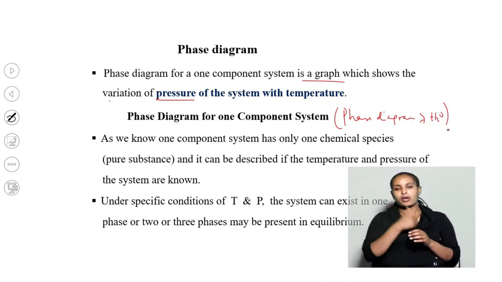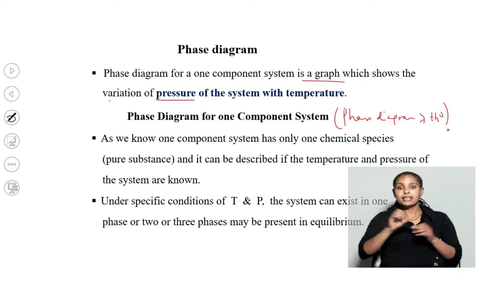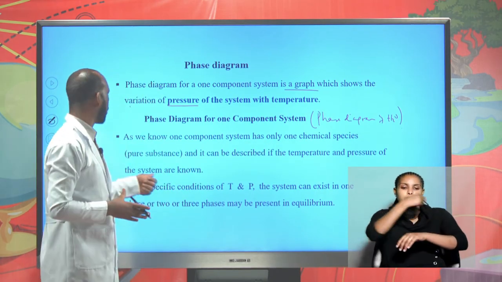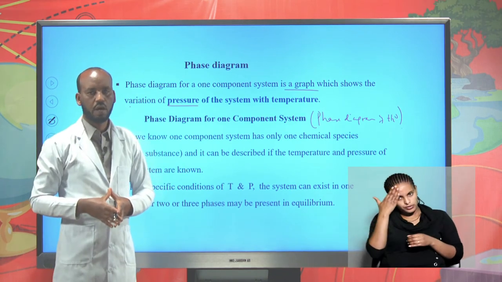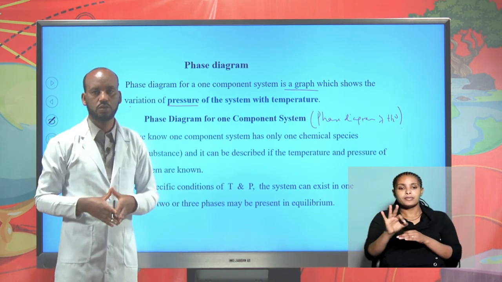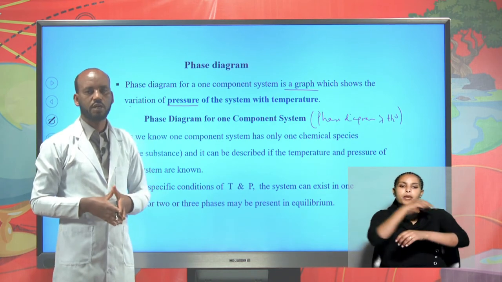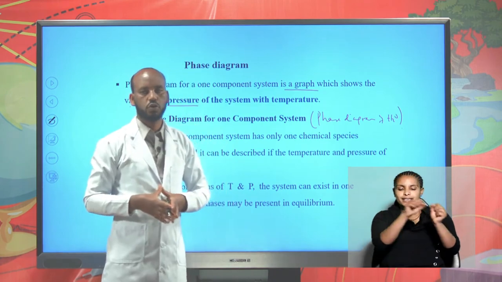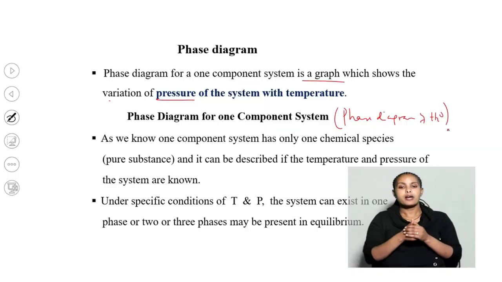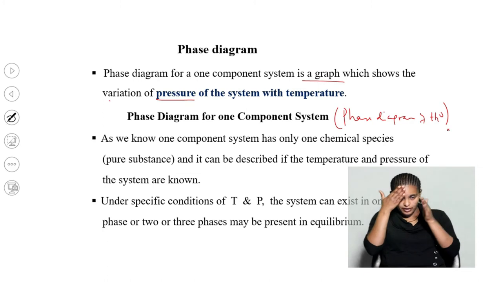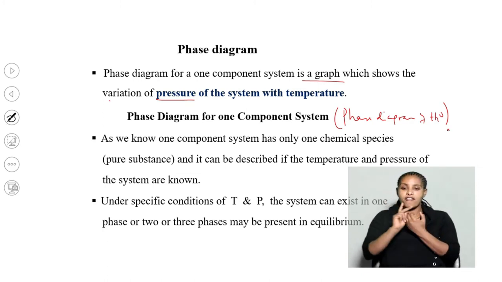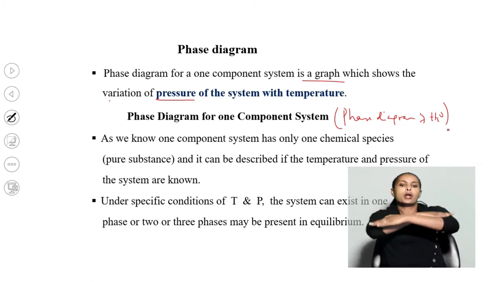As we know, a one component system has only one chemical species, a pure substance, and it can be described if the temperature and pressure of the system are known, because the degree of freedom for a pure substance is 2. Temperature and pressure are required to describe a one-component system with P equal 1. Under specific conditions of temperature and pressure, the system can exist in one phase, or 2 or 3 phases may be present in equilibrium.